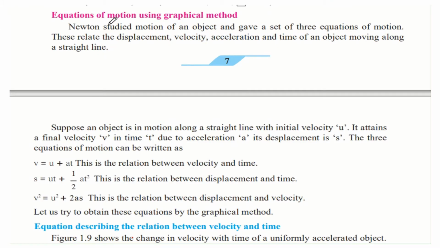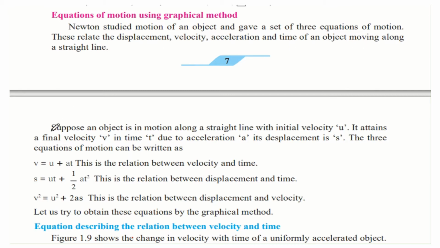Now we will see equations of motion using the graphical method. Newton studied the motion of an object and gave a set of three equations of motion. Newton was a scientist who studied the motion of objects, and he gave three equations which we will study now. These relate the displacement, velocity, acceleration and time of an object moving along a straight line. So these equations are basically the different types of association of displacement, velocity, acceleration and time of an object moving along a straight line.